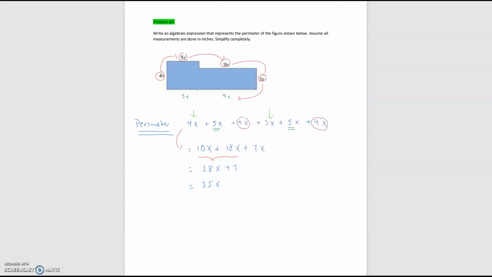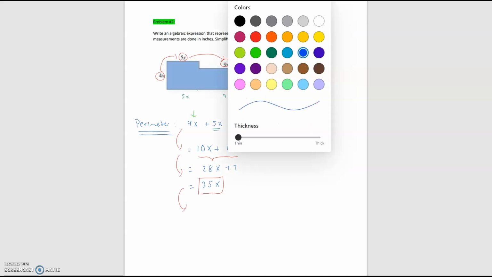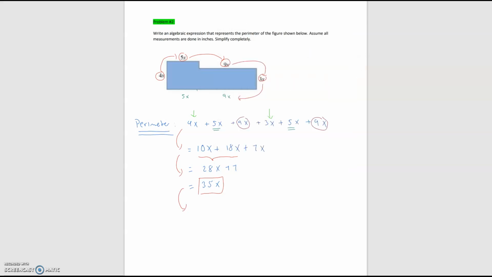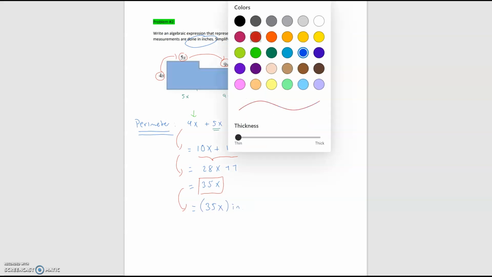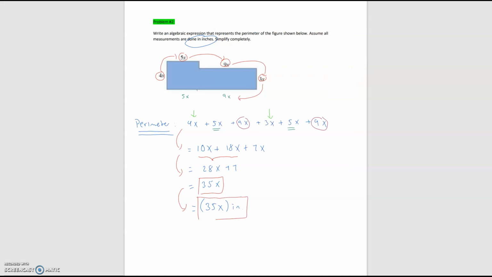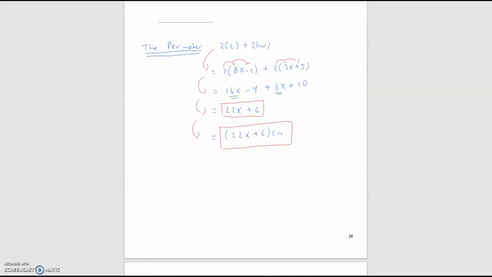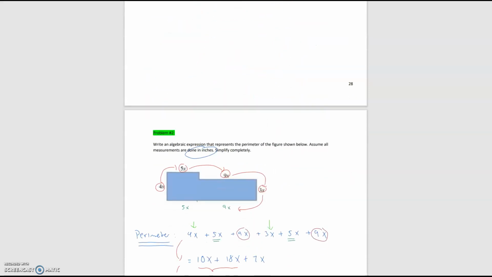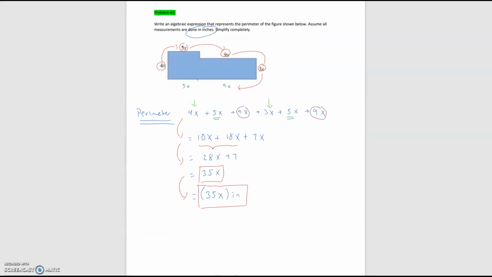Now, this is in fact the final answer, but keep in mind that they're talking about a perimeter. Let me double check. Oh, they do tell us the units. So in this case, it'll be 35x, and then let me put a parenthesis there, and then the unit will be inches. They do tell us what the measurement is. Let me go back and check the previous one. Oh, the previous one was already given there, so we're good on that one. But for this one, they don't put it on the x's, they actually wrote it in the instructions. That's actually it for this one.